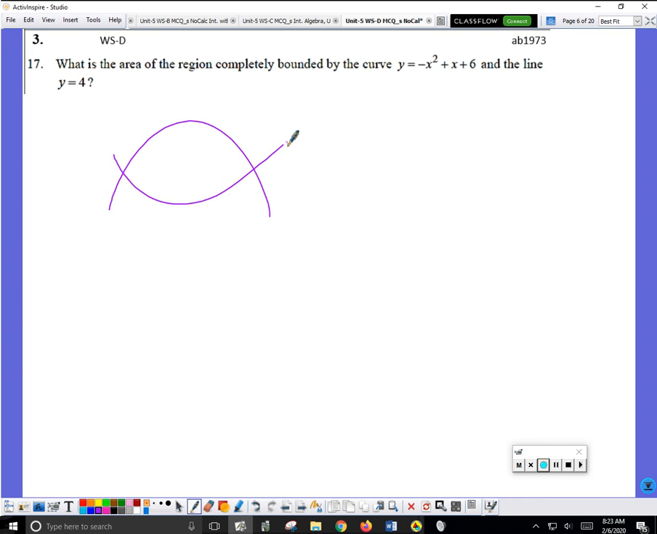So first task is to figure out the intersections. So I do that by finding where these two equations are equal to each other. Welcome to Algebra 2. I wrote 2 because I said Algebra 2. So before I do any calculus, I have to figure out where the two curves intersect.